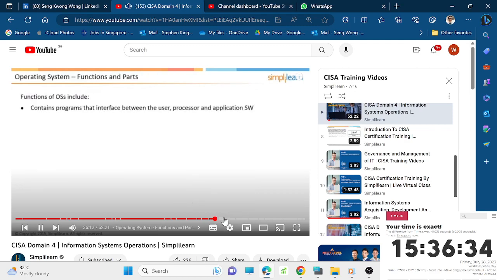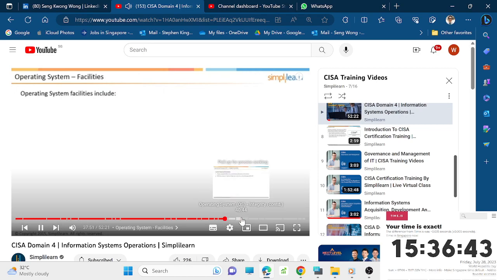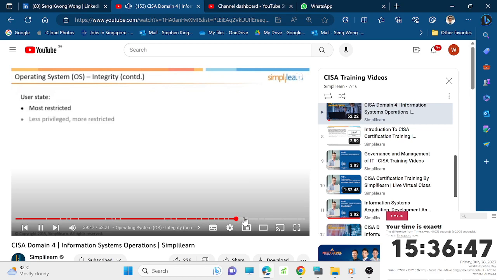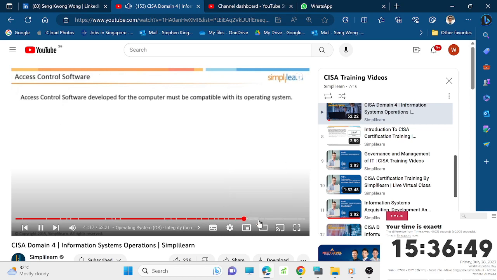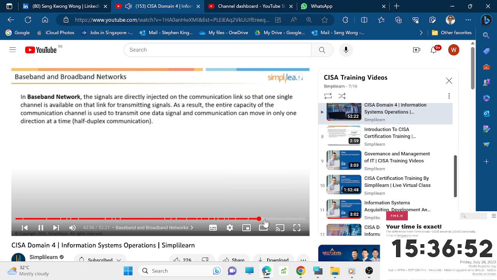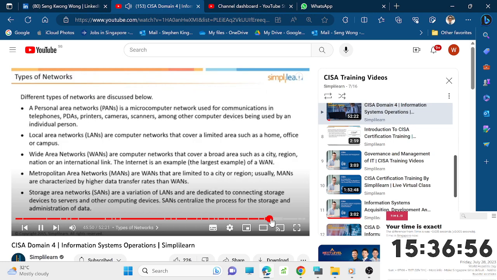Functions of the operating system include holding of programs that interface between the user, processor, and application software, and provides the primary means of controlling operating system facilities. User state is the most restricted and less privileged state, compatible with its operating system. Baseband networks, where the signals are directly injected on the communication line, and SANs, which are dedicated to connecting storage devices to servers and other computing devices. SANs centralize the process for the storage and administration of data.